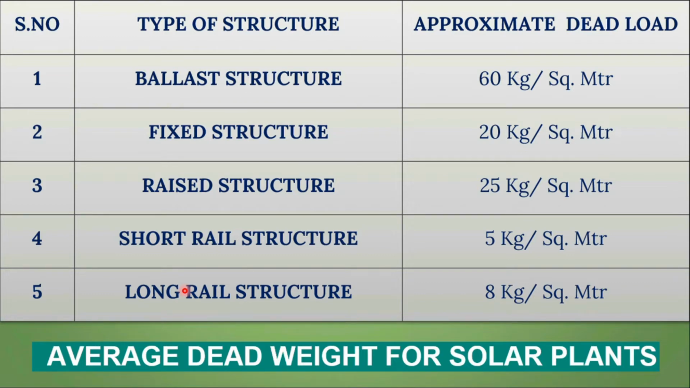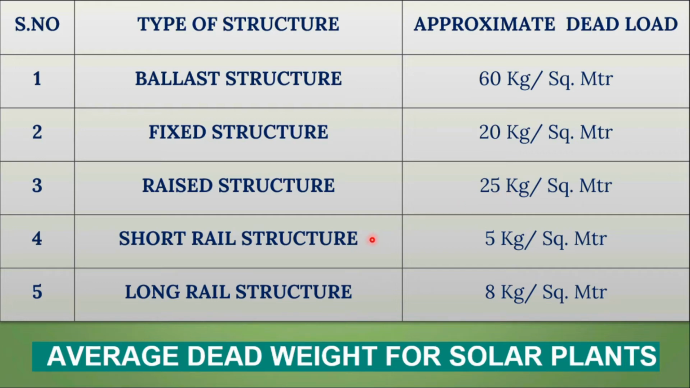We can also see here that in the case of the raised structure, the dead weight is more than the fixed structure. In the case of the fixed structure with the normal height, the dead weight can be approximately 20 kg per square meter. But in the case of the raised structure, it would be approximately 25 kg.